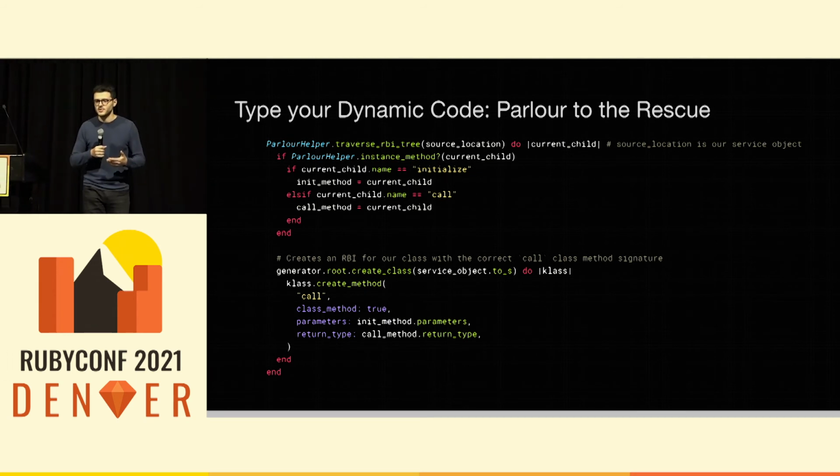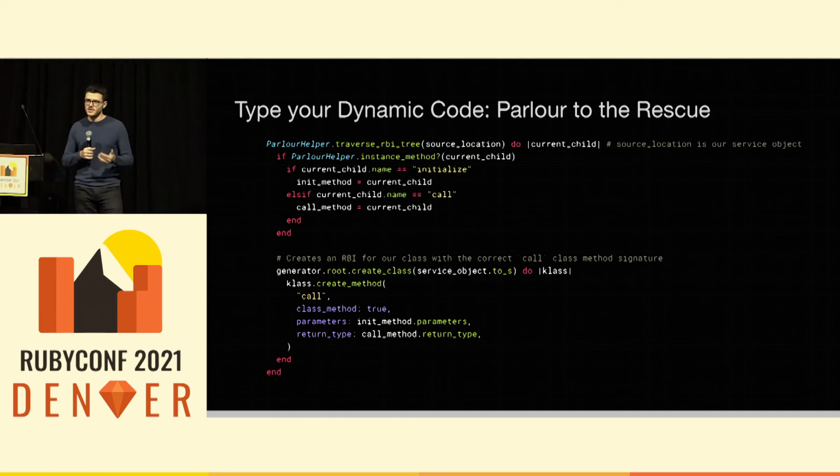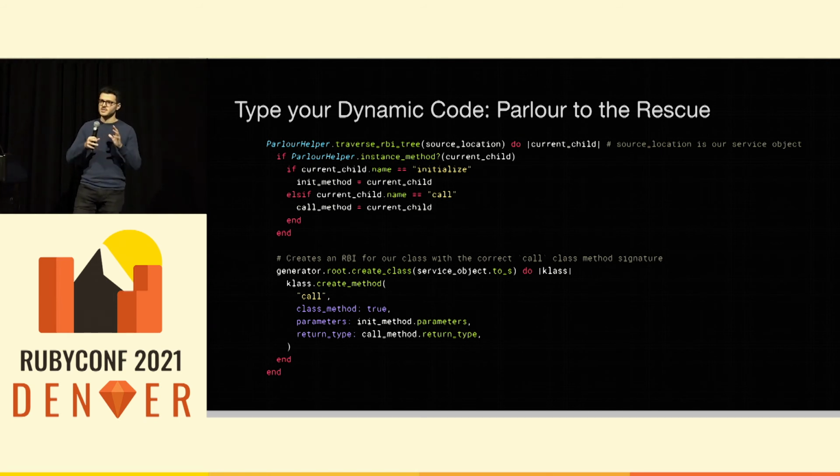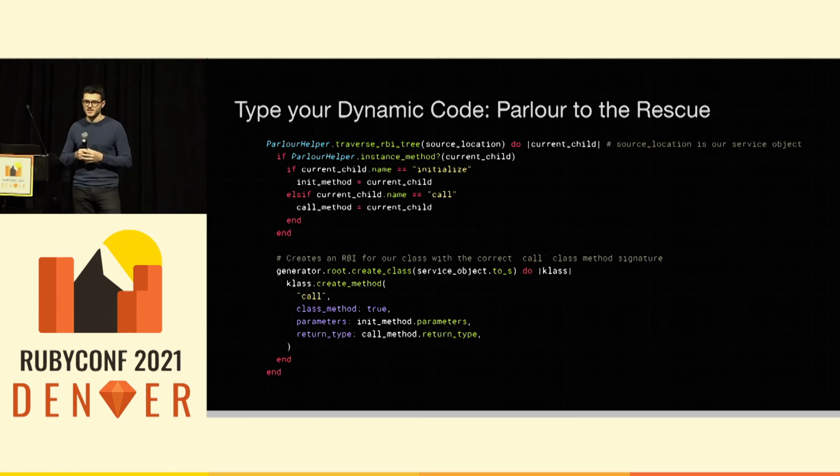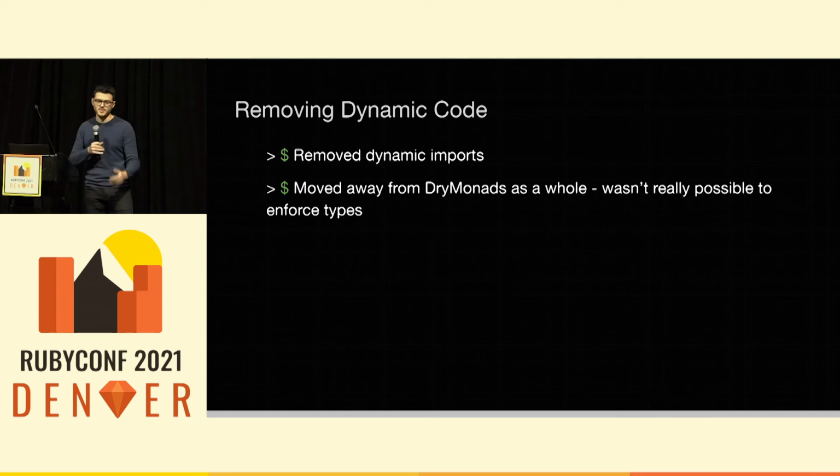All this is doing is going through the source code of our service objects. It's inspecting to see if there's an initialize method declared, if there's a call method declared. And if it does find them, it'll create an RBI that has the class method call with the input parameters that initialize takes and with the return type that the call instance method does, right? So we package this into a rake task, and we run it, and suddenly we have RBIs for all of our service objects with our helper self.call method, right? Very cool, very powerful.